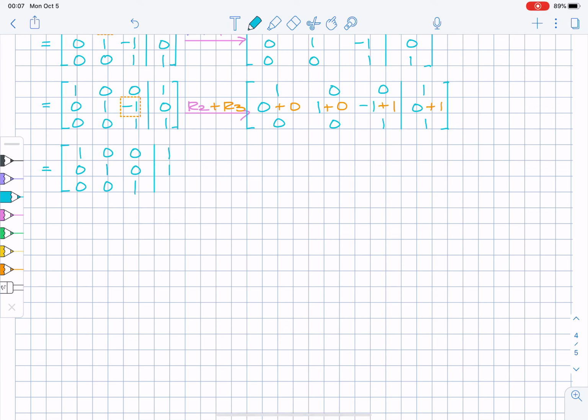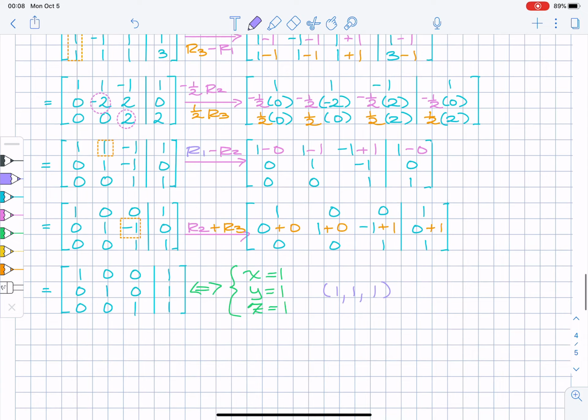1, 1, 1. Okay, so this must be the same as 1 times x is equal to 1, 1 times y is equal to 1, and 1 times z is equal to 1. So the point where these three planes intersect is 1, 1, 1 in a three-dimensional space. Okay, whew, we did it.